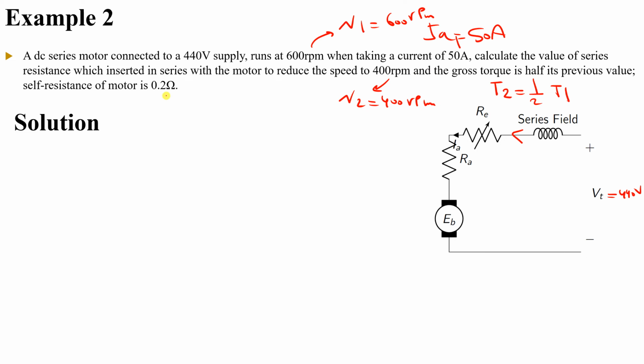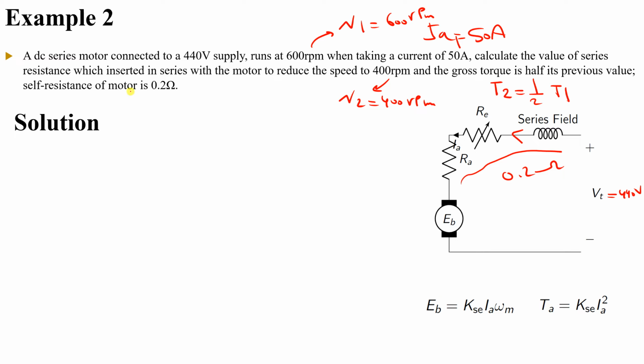The self-resistance of the motor, which means the total resistance, is 0.2 ohms. What do you need? I need the new additional resistance that will lead to the reduction of speed. So remember the relations of our DC series motor, like this, right?